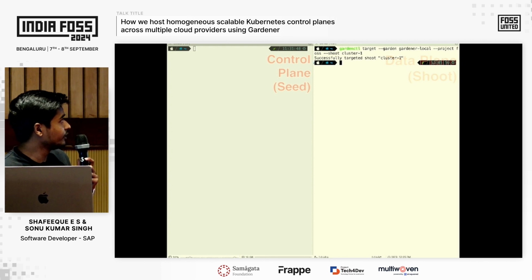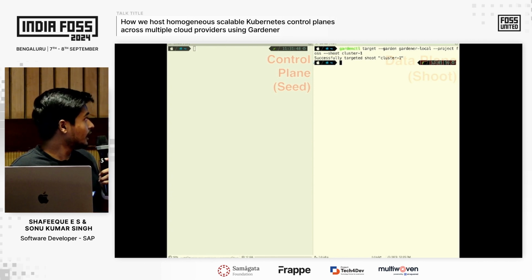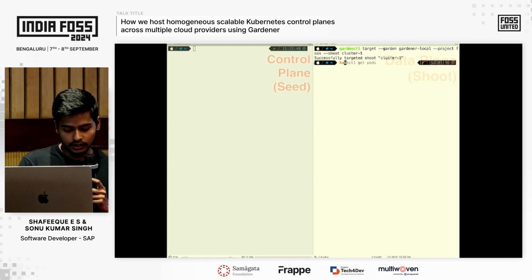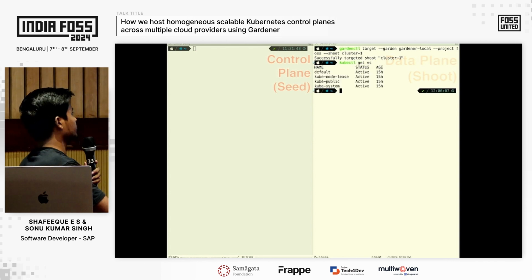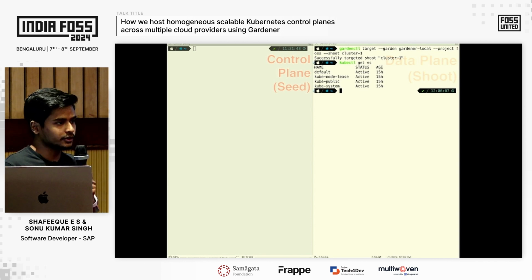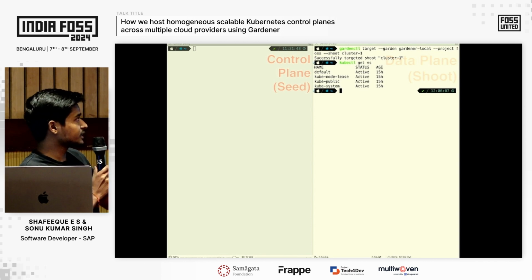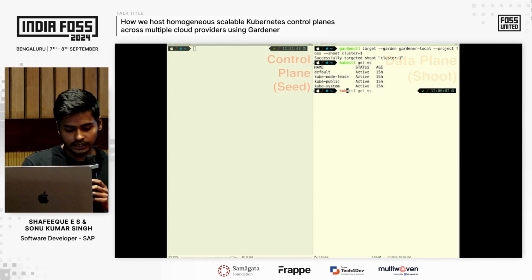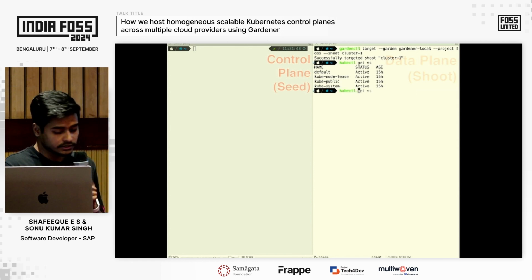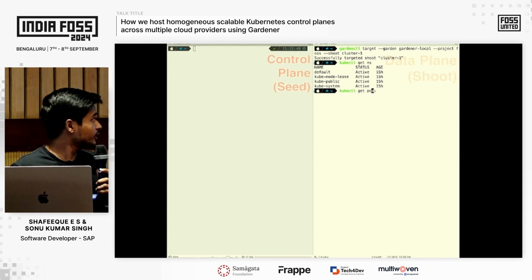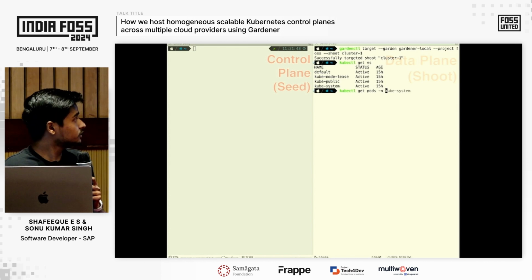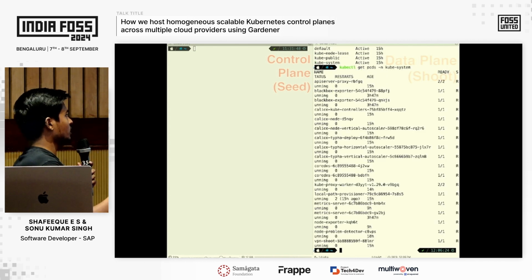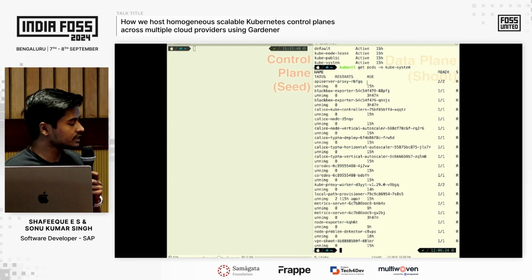Type this, and yeah, we have targeted the cluster, cluster one. I will go and list the namespaces in this cluster. And if you check, this is a plain vanilla Kubernetes cluster. When you use Gardener, you get a plain vanilla Kubernetes cluster. There is a certain set of pods which we create in the kube-system namespace. So Gardener creates a certain set of pods in the kube-system namespace to support the Kubernetes cluster.